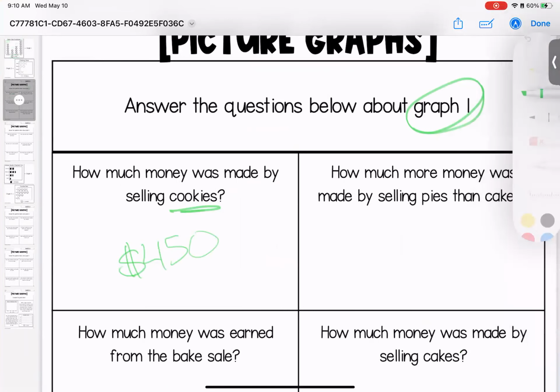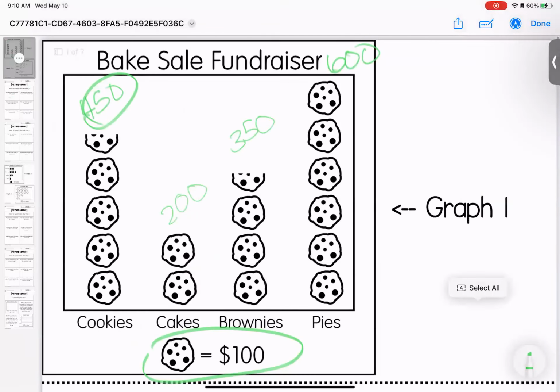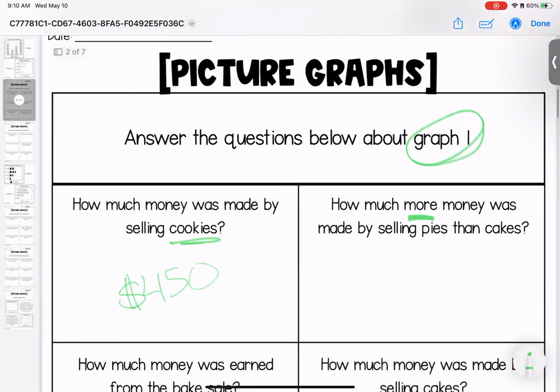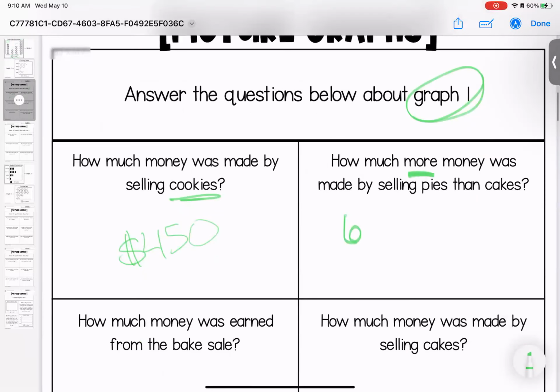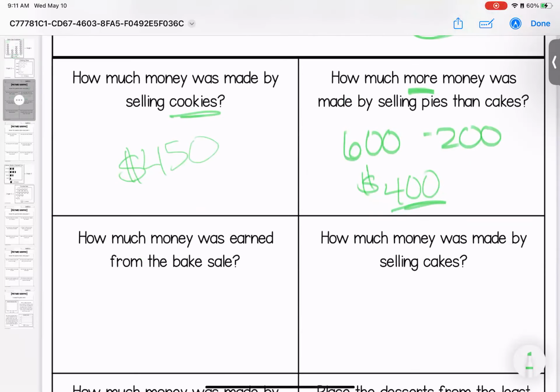Then it says how much more, so comparing language, how much more money was made by selling pies than cakes? So if we come up here, pies was 600, cakes was 200. So we're going to write that in as an equation. 600 minus 200, there is a difference of 400. 400 more was made.